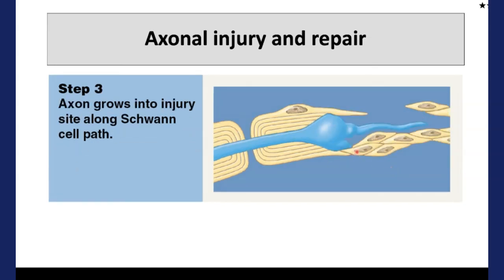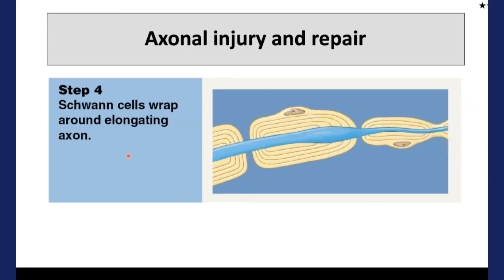Once we have Schwann cells creating this path, the original path you can see here, that actually allows the Schwann cells to release chemical messages that will communicate with the axon, causes the axon to swell in this area here and begin to project outward this new growth. It will travel along the path laid out for it by the Schwann cells.